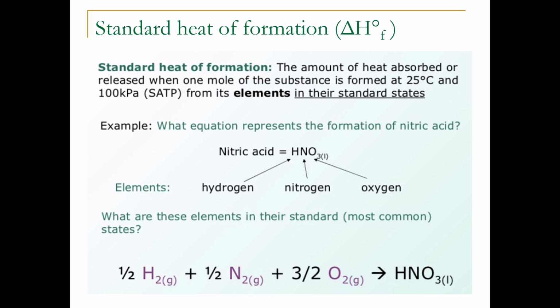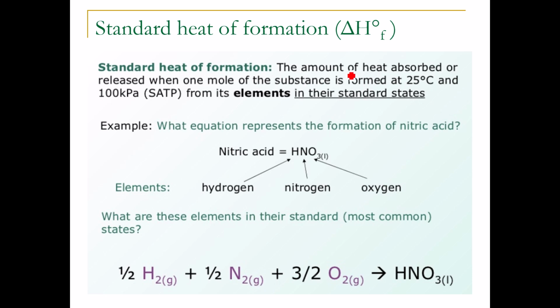Alright, and then standard heat of formation. So if we have the little F on there as well, that indicates a particular type of reaction used to calculate delta H. A heat of formation means taking the elemental states of the atoms that make up a compound on the reactant side and adding them up to make 1 mole of the compound.